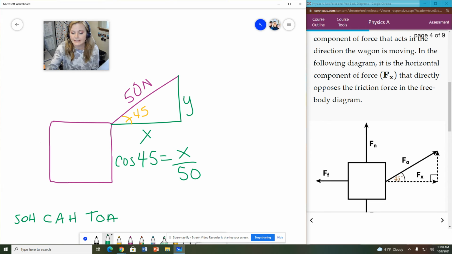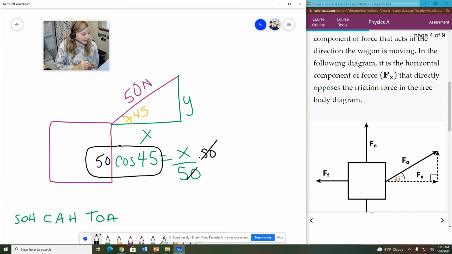So if I multiply both sides by 50, the 50 cancels out over here, and it becomes 50 cosine 45. So on your calculator, you want to put cosine of 45 times 50. In my calculator, I have to hit 45 cosine, and then I have to take times 50. And that gives me a measure of 35.4. That's my x component, right?